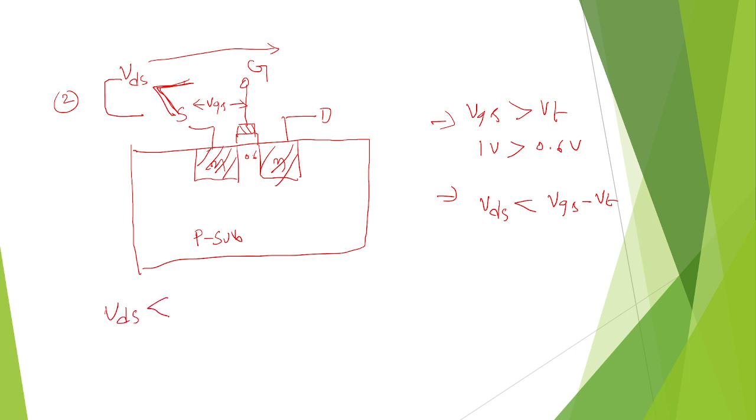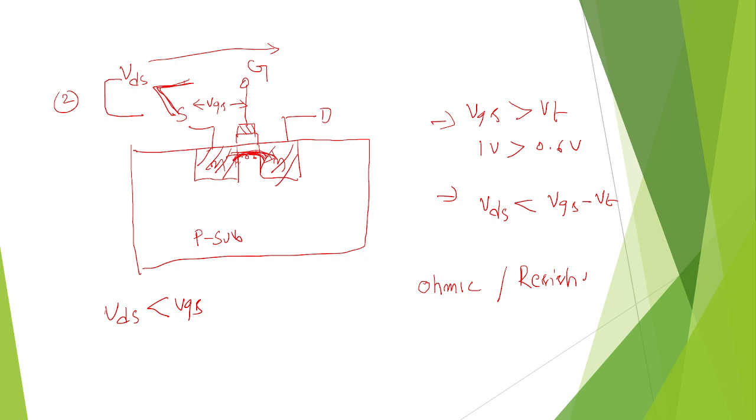VDS is less than or equal to VGS. So that is the reason a channel is formed from source to drain because of sufficient VGS, but current will not flow from here to here because of insufficient VDS. That is the reason it is named the ohmic region, or else the resistive region. Ohmic or resistive. You can say this because of sufficient VGS, the transistor is active.